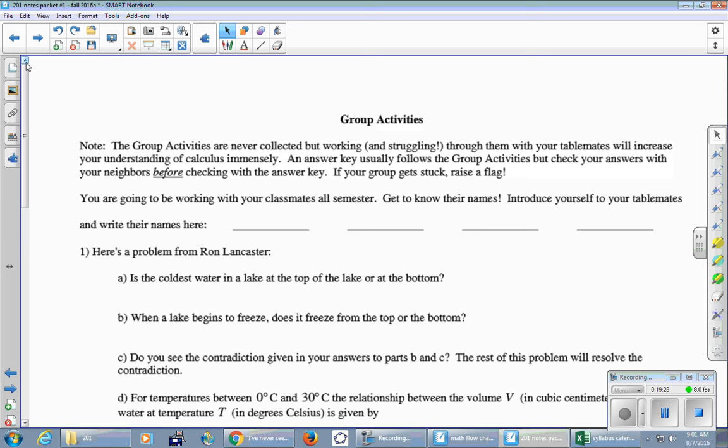If your group gets stuck, raise a flag. I'll do laps every day, but if you want me to come over a little bit earlier, then just raise that flag. You're going to be working with your classmates all semester, so I want you to write down the names of the folks at your table in just a second. Once you've introduced yourselves and written down the names of the people at your table, we're going to go a tiny bit out of order. It's written over here on the whiteboard. I want you to first do number 2. This is problem 1 that we are looking at here. So introduce yourselves, then turn a couple of pages and do problem 2, and then come back to number 1, okay? We will come back together as a group with just a few minutes left in class, but introduce and then start number 2.